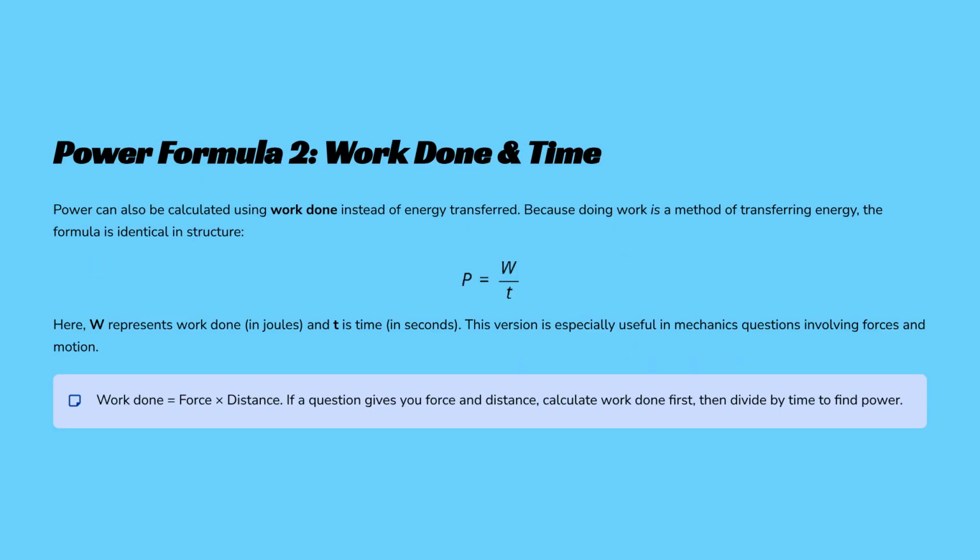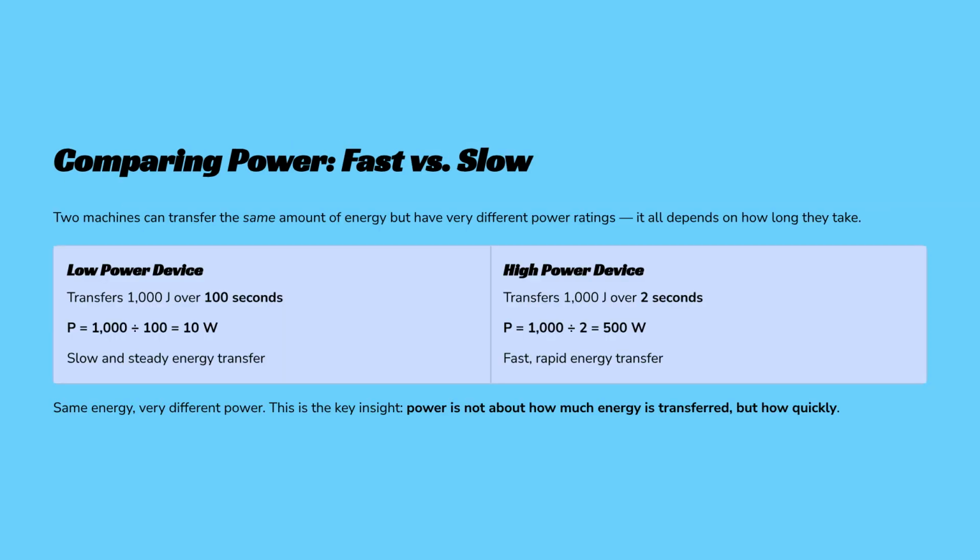Power can also be calculated using work done. Since work done is a method of transferring energy, the formula remains P equals W divided by T. This is particularly useful in mechanics. Remember, 2 machines might transfer the same energy, but the one that does it in less time has a higher power rating. Power is about how quickly, not just how much.